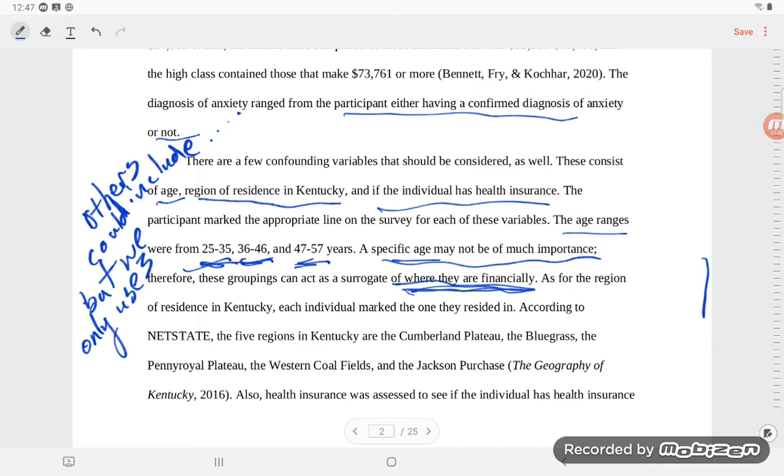And then here they talk about the regions, and again, they use a reference here. You know, they don't just say, oh, I'm going to do this. They actually look something up. Okay, so this is part of being complete and giving confidence in this plan that you're talking about. And here they talk about the health insurance, how that was assessed.